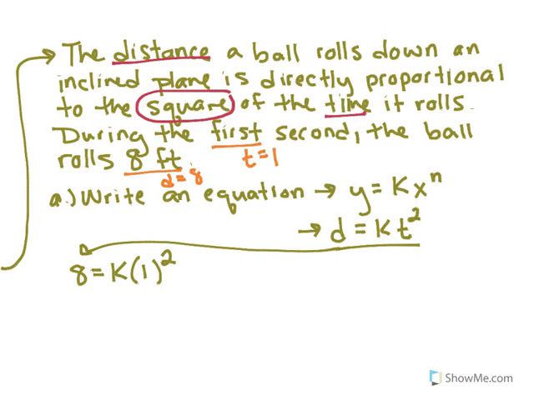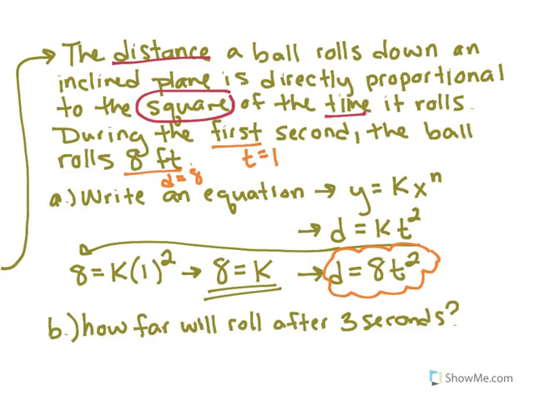So we need to evaluate this real quick. This is going to become 8 equals k because 1 squared is just 1 and 1 times k is k. So we actually have just solved for k. That's awesome. So our final direct proportional equation is going to be d equals 8t squared. So this is what I'm going to work with.